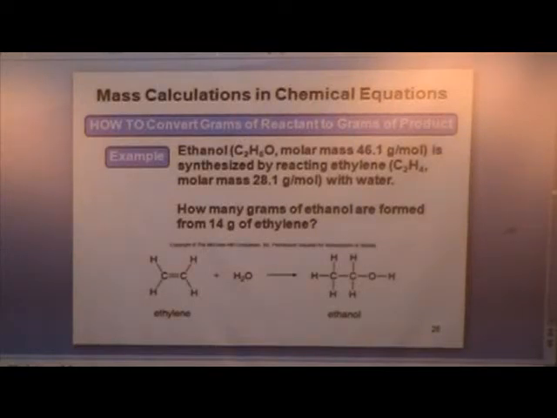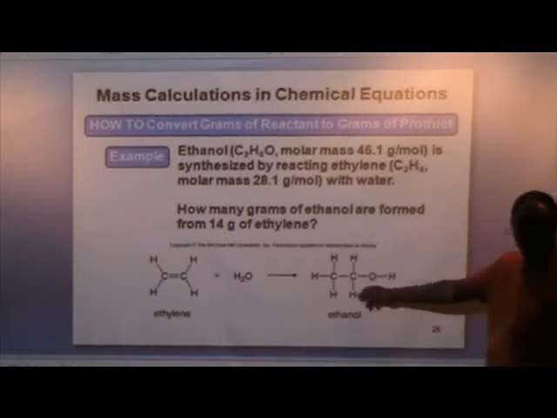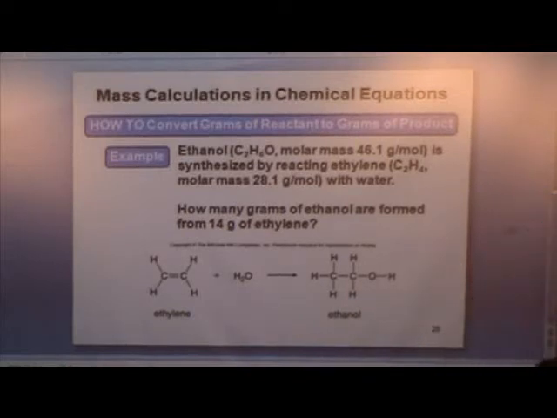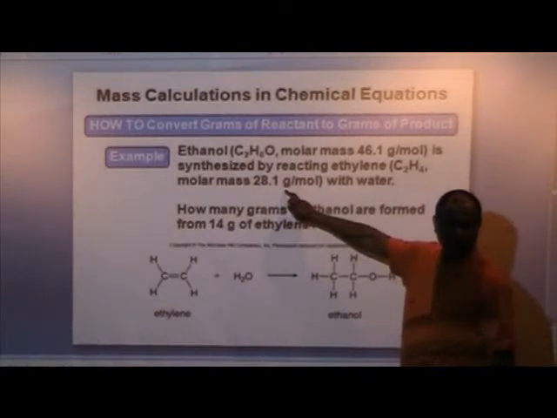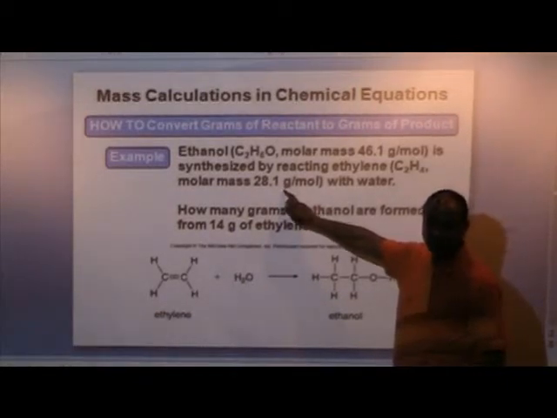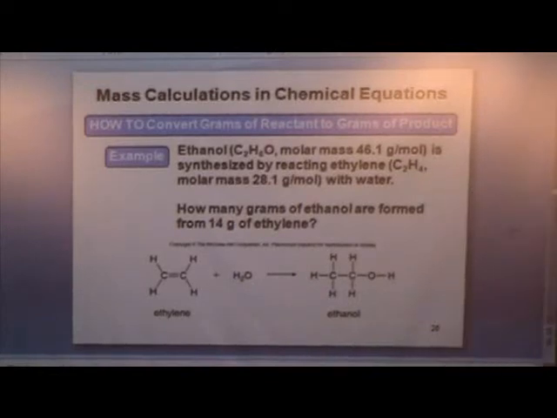Professor, the 46.1, isn't it the grams of ethanol? Where is 46.1? I mean, that could be ethylene. That could be ethanol, is it ethanol? Ethanol, yeah. 46.1, that's ethanol, that's right here. And that's 28.1. The question is, what is the molar mass of ethylene? 28.1, okay.